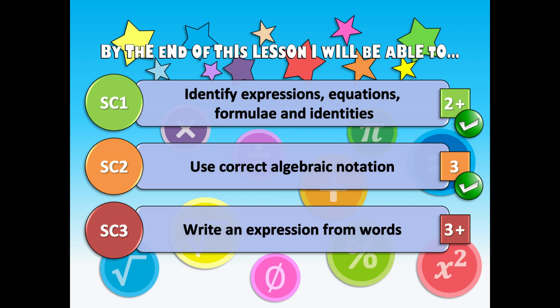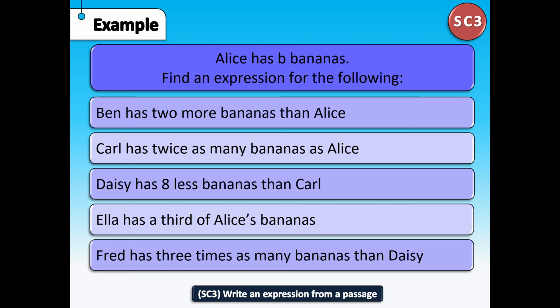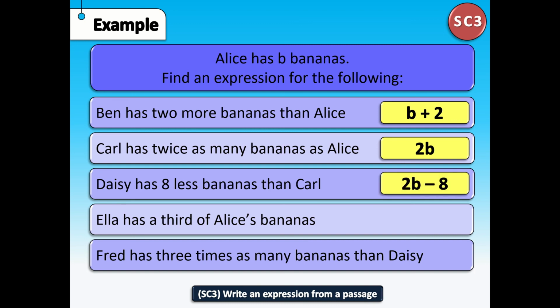So now we've completed success criteria 2, we're going to move on to number 3, and this is to write an expression from words. So Alice has B bananas, and we want to find an expression for the following. Ben has 2 more bananas than Alice, so we write that as B plus 2. Carl has twice as many bananas as Alice, so that's 2 times B, which is 2B. Daisy has 8 less bananas than Carl. Now Carl has 2B bananas, so 8 less than 2B would be 2B minus 8.